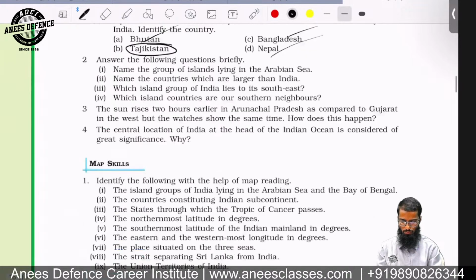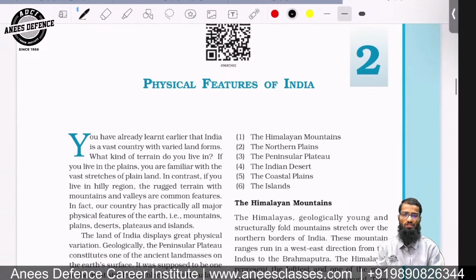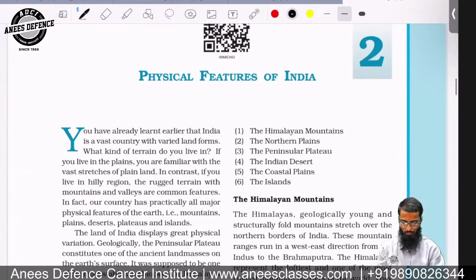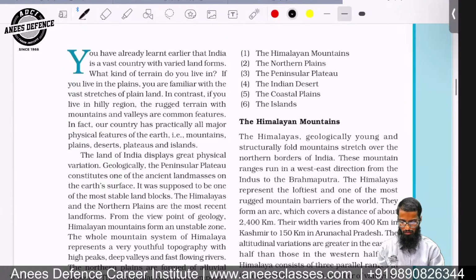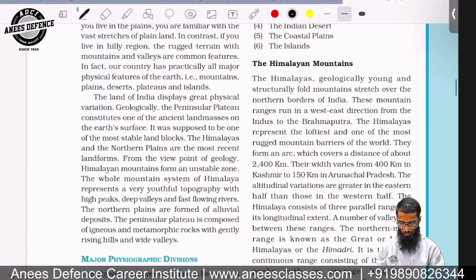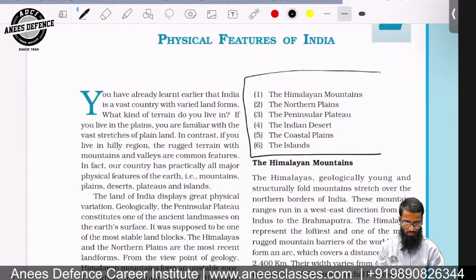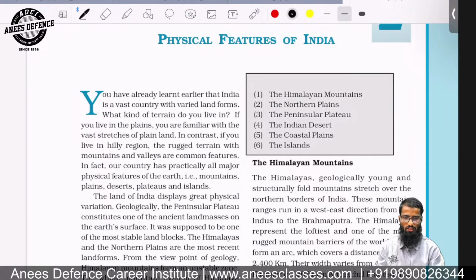So that was it from the first chapter. Now the physical features of India. It's a very important chapter. Second chapter. The land of India displays a great physical variation. So we will be studying these major physical divisions of India: Himalayan mountains, northern plains, peninsular plateau, Indian desert, coastal plains, and islands. So we'll be studying that.